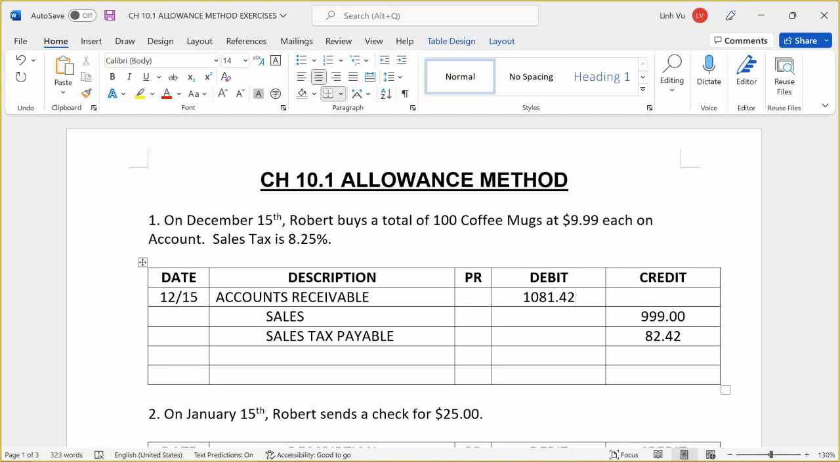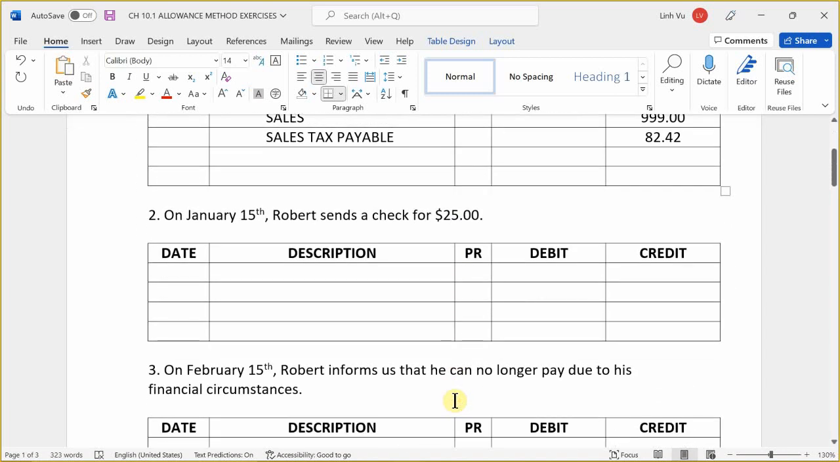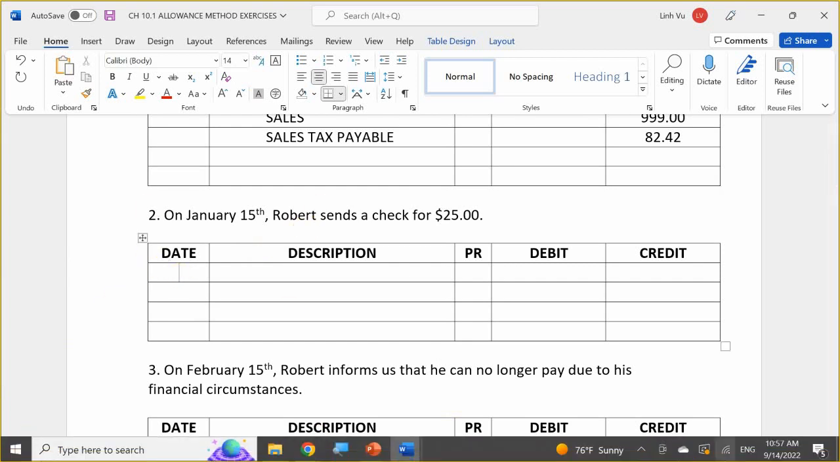Okay. All right. Okay. Number 2. So if on January 15, Robert sends a check for $25. So it'd be checking, $25 debit.